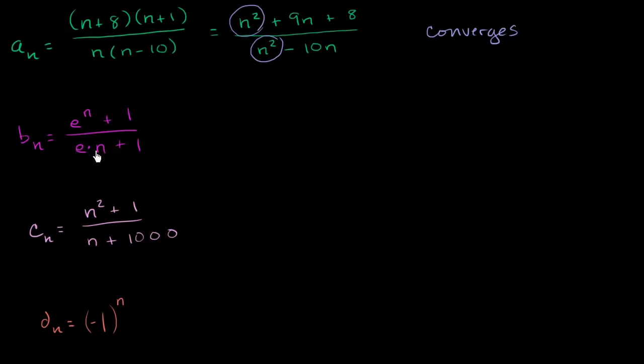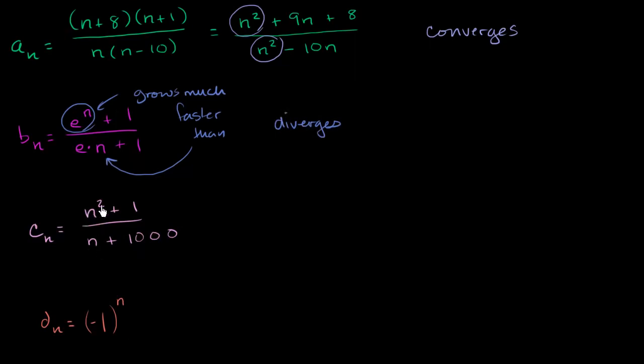So now let's look at this one right over here. Here in the numerator, I have e to the n power, and here I have e times n. So this grows much faster. I mean, this is e to the n power. Imagine if n is 100, e to the 100th power is a ginormous number. e times 100 is, well, that's just 100e. It grows much faster than this right over here. So this thing is just going to balloon. This is going to go to infinity. So we could say this diverges.